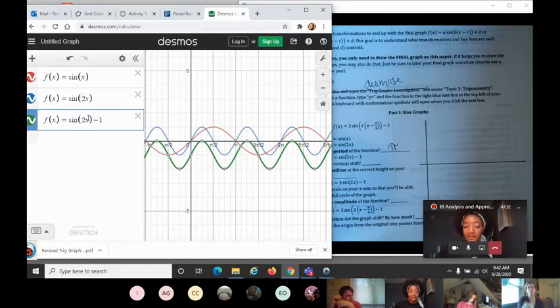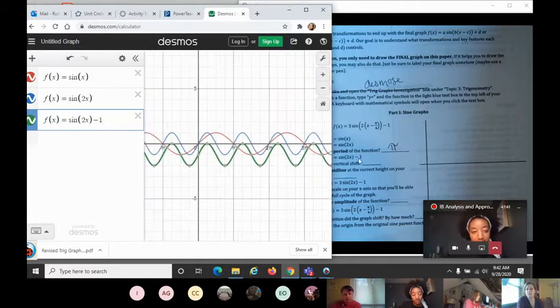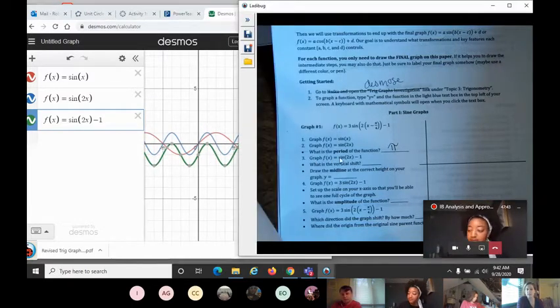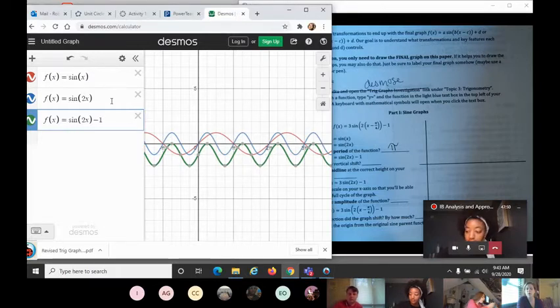So were you able to see what I did on the Desmos thing? Yes, I understand. So the next step was to graph f of x equals sine of 2x minus 1. So we added a minus 1 onto our function. So now my question was, what happened? What's the difference between the blue and the green graph? What changed there? The amplitude, it went down 1.